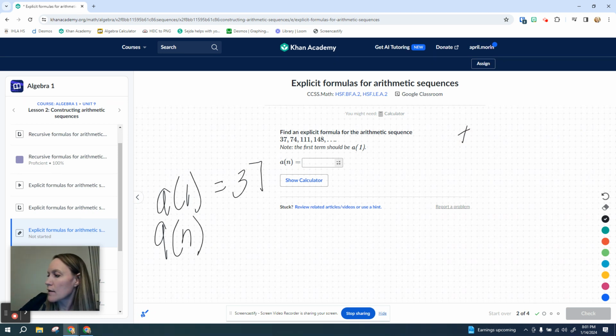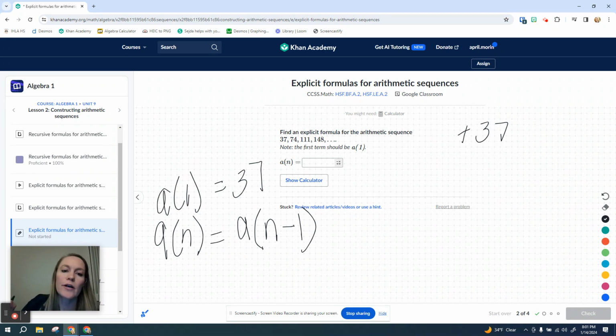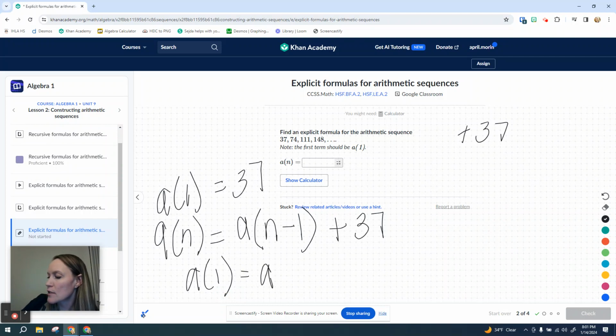So add 37. So I'm going to write, this is something you probably need to memorize, but I'm just going to take the first term and n minus 1 means take the term before. So if I plug in 1, that gives me a sub 0, that's 0, and I'm just adding 37. So if I want a sub 1, a of 1 equals a 1 minus 1, that's 0 plus 37. So that works.